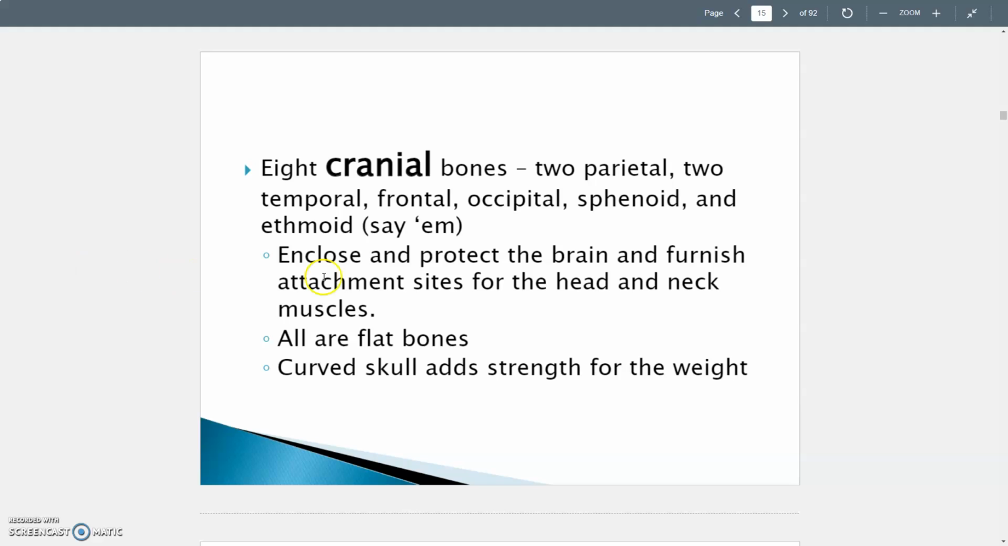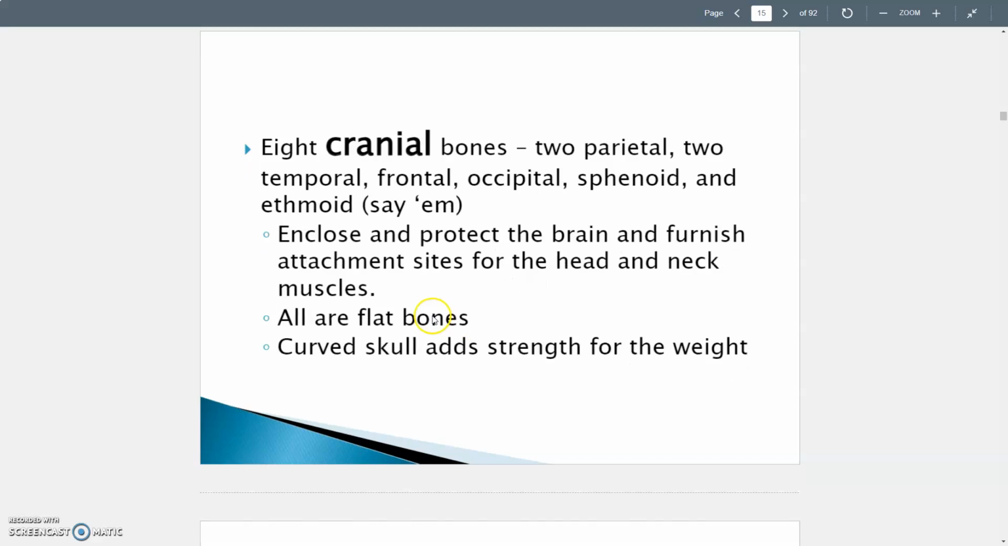The cranial bones' functions would be to act as an outer layer for the brain, to protect attachments from the side of the head, and also to protect the neck muscles. Something important to remember is that all the cranial bones are flat bones, and that the curved skull adds strength for the weight.